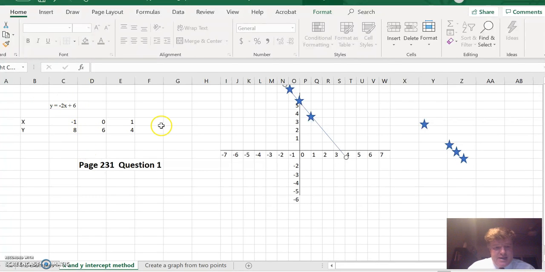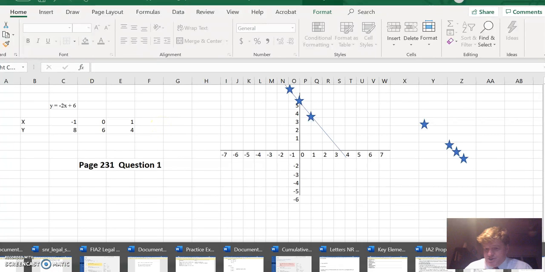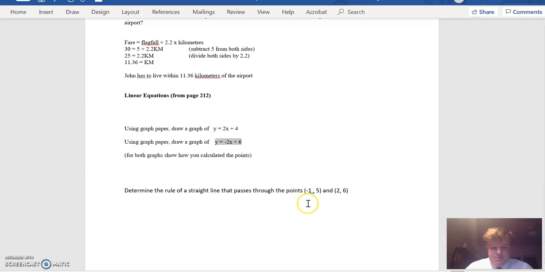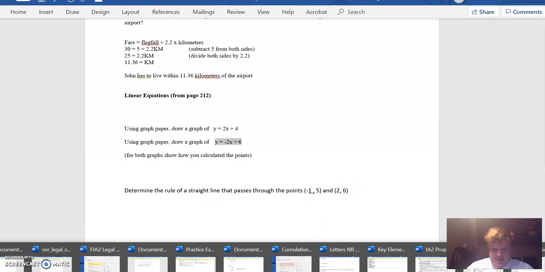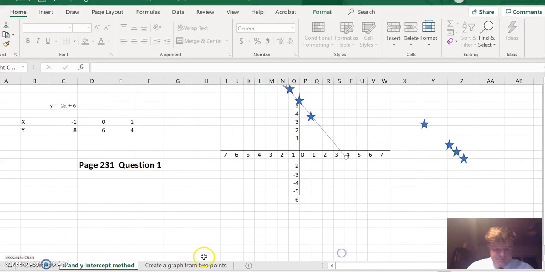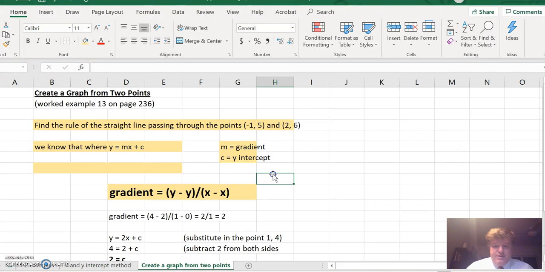The rule: calculate some points, and then set it out. Now we go to the last question. I've got some different paper set up for this. We have to determine the rule, a straight line that passes through the points -1, 5 and 2, 6. There's a few steps to this. So let's go to this piece of paper that I've gone through here.